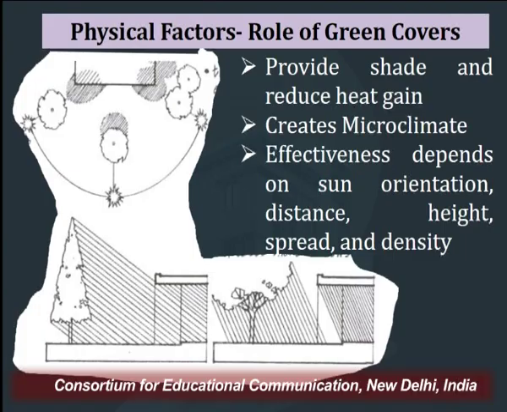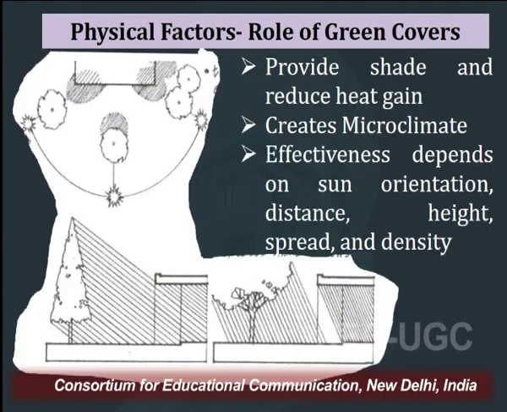Another important factor, as we have been continuously discussing within physical factors, is the role of green covers. Like in the previous slide, we saw how the trees are acting as wind protectors, and they are helping the wind to come inside the built environment. Another aspect the trees and the green covers have is that they provide shade and reduce heat gain, and thereby they help in creating a microclimate which is not only visually and aesthetically appealing, but also works for the well-being of the people using the house.